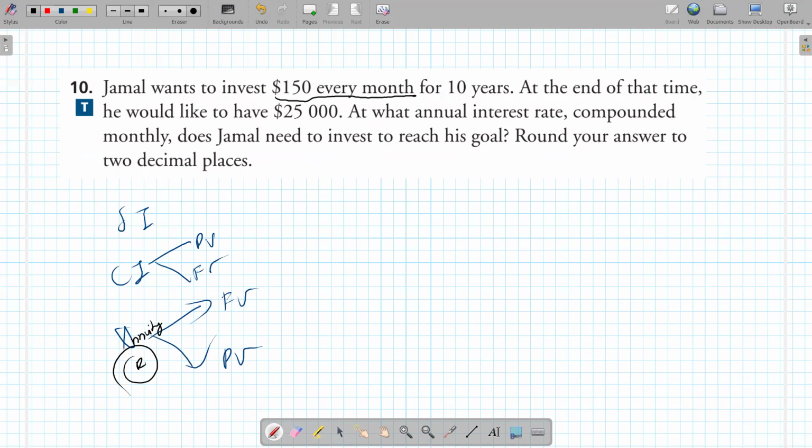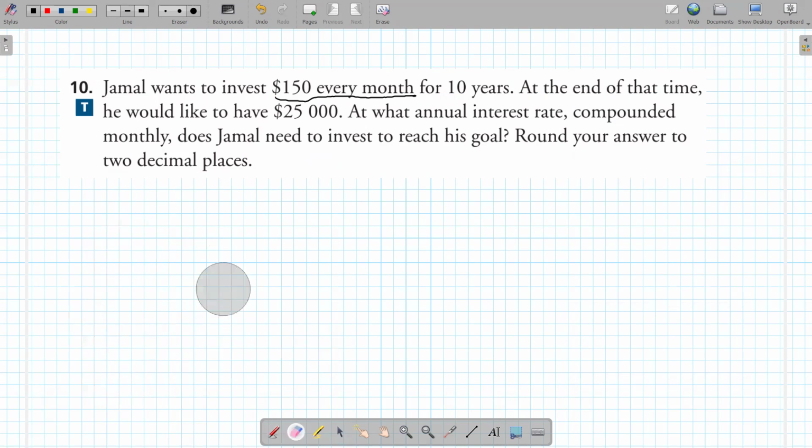What do we not have? We don't have the interest. All right, cool. So again, this is the formula. Future value, because he would like to have, after 10 years, 25,000. So future value is equal to R times 1 plus I to the power of positive N, minus 1, over I. We've used this a few times now.